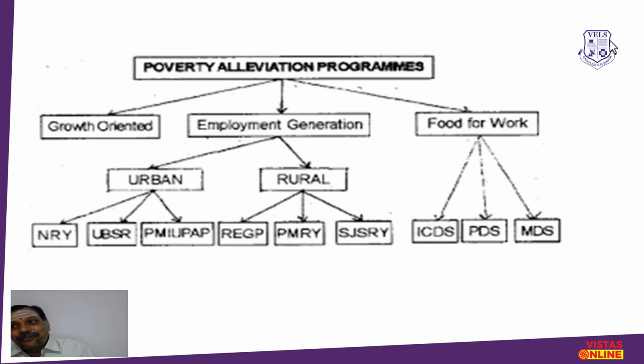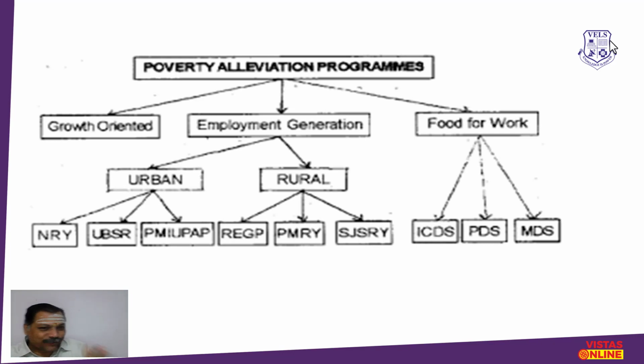And there are some schemes implemented mainly for rural areas like REGP, PMRY and SJSRY. REGP means Rural Employment Generation Programme. PMRY is Pradhan Mantri Rozgar Yojana. SJSRY is Swarna Jayanti Shahari Rozgar Yojana. See, all these terms are in Hindi, but their abbreviations are given in English. So these are the employment generation schemes in order to eradicate poverty.